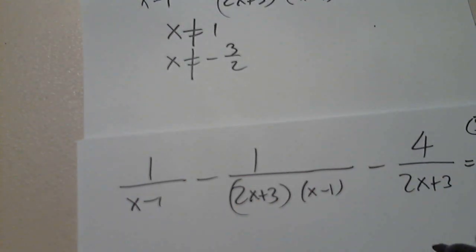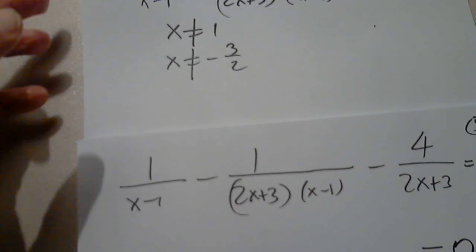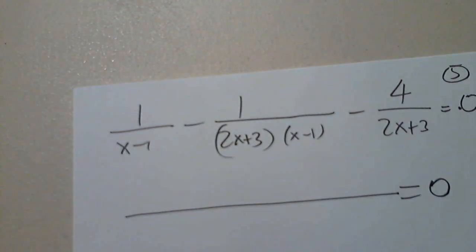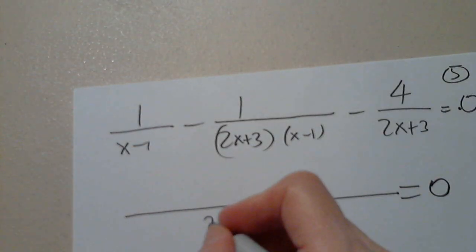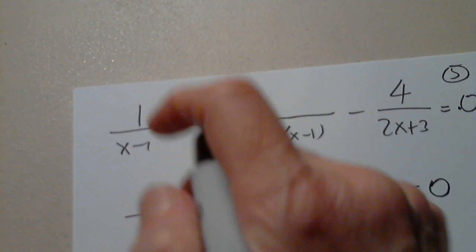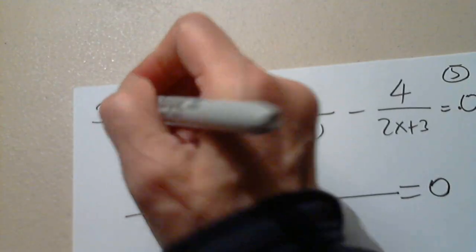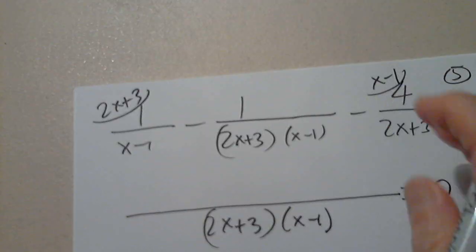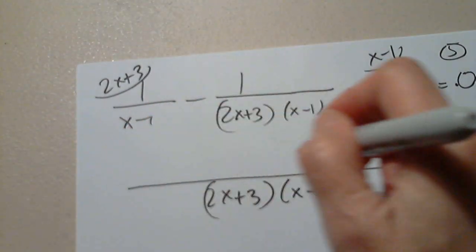At this point, I have to find the least common denominator. What is the least common denominator? Two x plus 3, x minus 1. Of course, both factors have to be there, thank you so much. This one doesn't have 2x plus 3. This one has the whole thing. This one does not have x minus 1. So what do I put at the top?